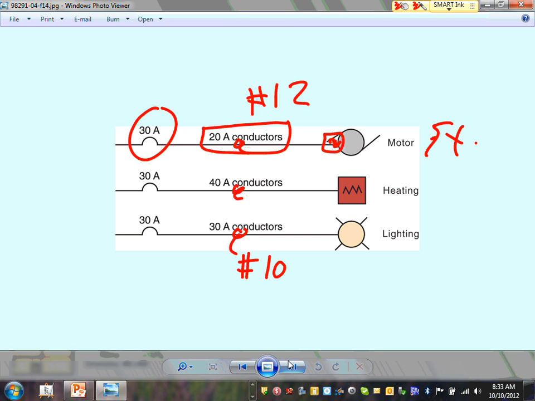Yeah, it's about heat as well as short circuit. Short circuit is protected by the overcurrent device, while overload is typically about heat. The conductor heats up, and the overload protection will take care of business.